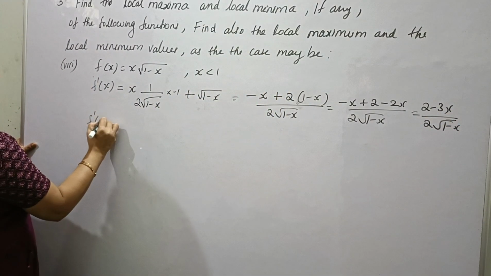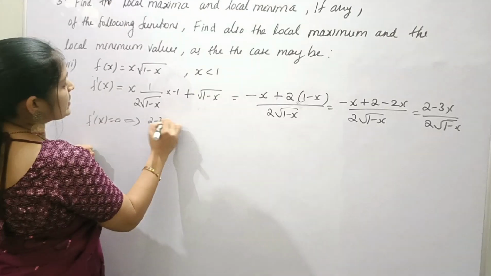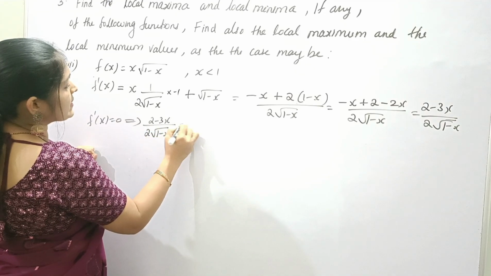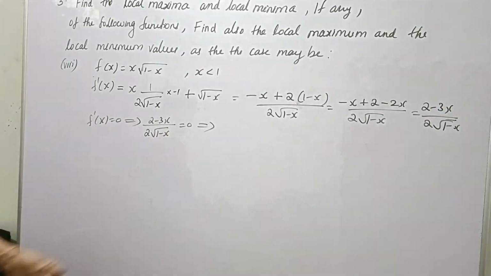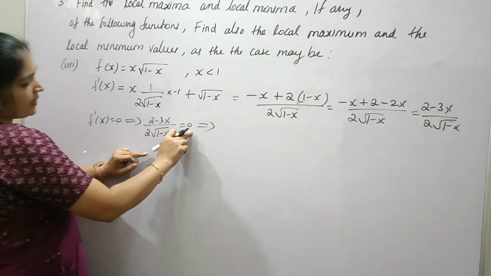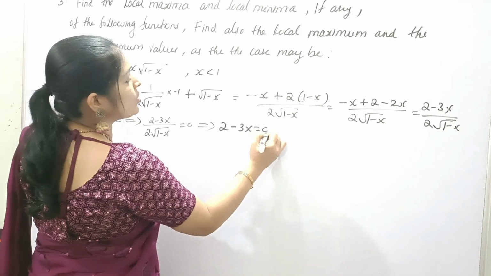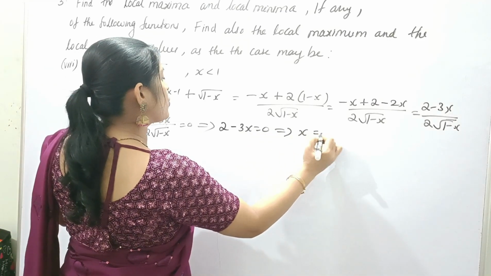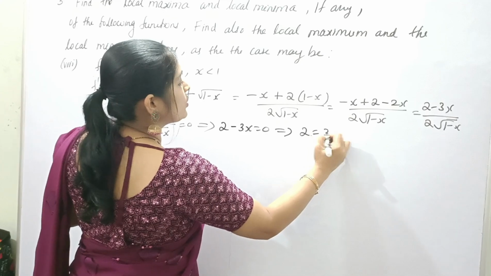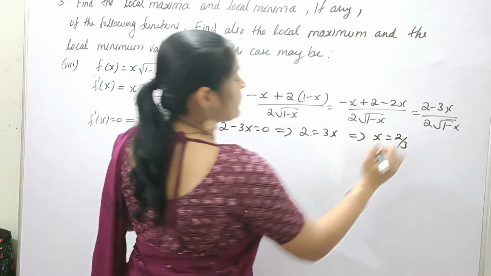So f dash of x is equal to 0 implies 2 minus 3x divided by 2 root 1 minus x is equal to 0. That implies, if we take this to the right side, we will get 2 minus 3x is equal to 0. That implies 2 is equal to 3x, so x is equal to 2 by 3.